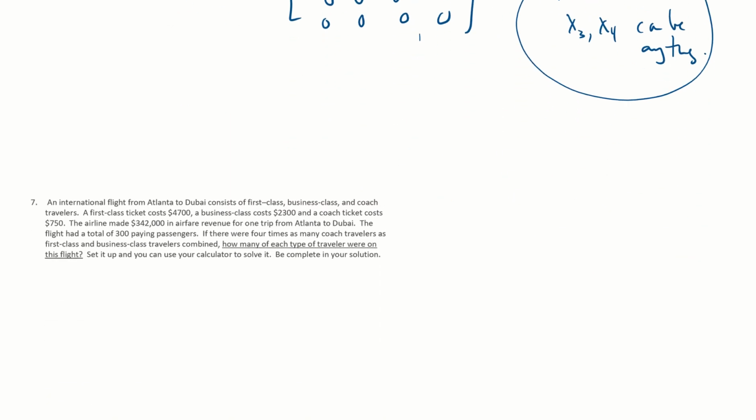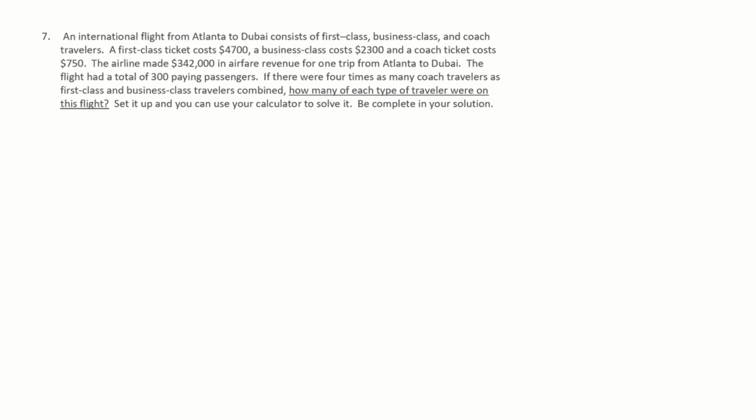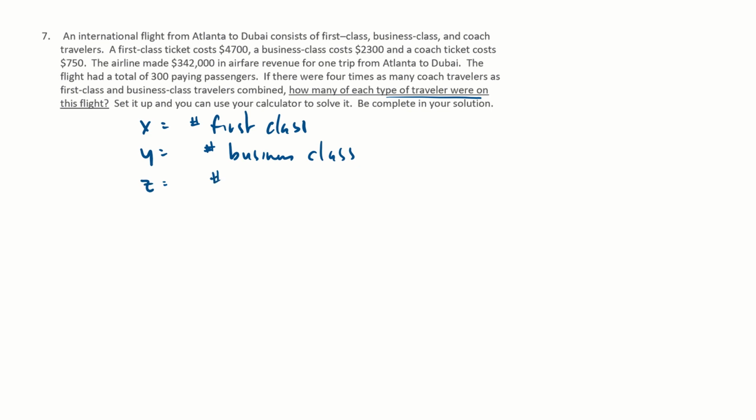All right, number 7. Okay, be systematic about this now. It says how many of each type of traveler. So I'm going to say X is the number of first class, Y is the number of business class, and Z is the number of coach.